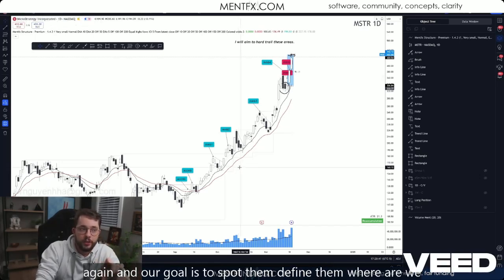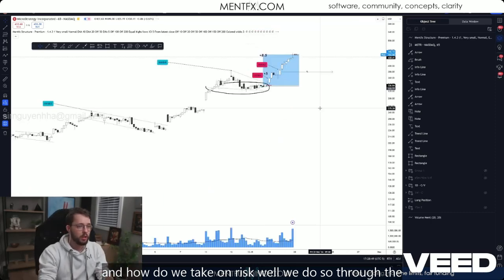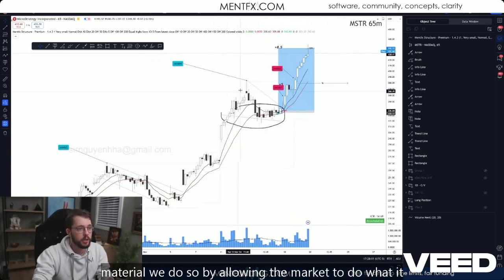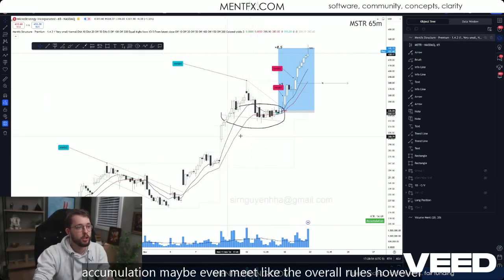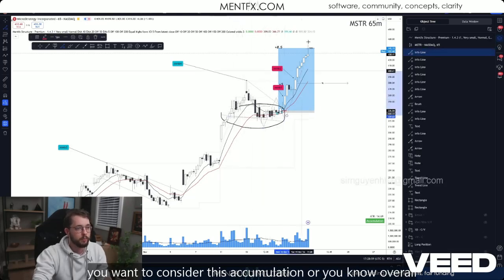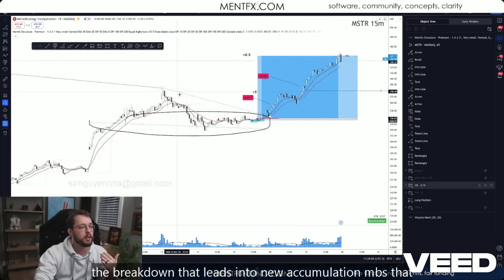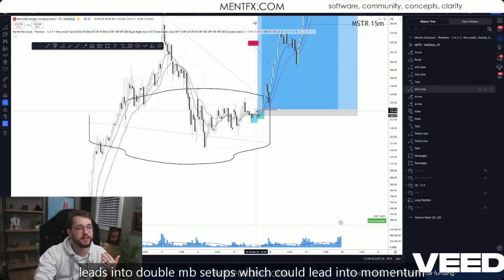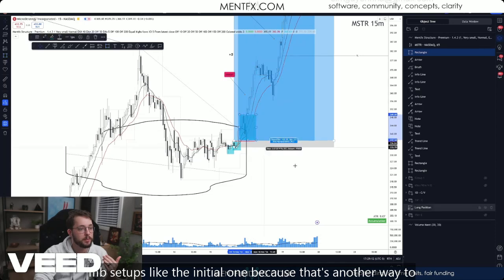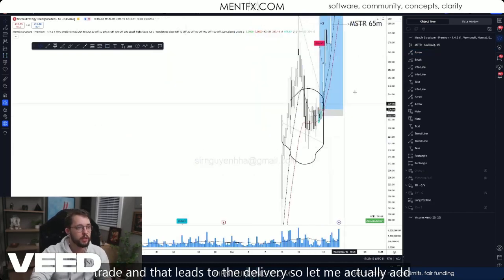And our goal is to spot them, define them, where are we, and take on risk in the event that it meets our conditions. And how do we take on risk? Well, we do so through the material. We do so by allowing the market to do what it normally does, to let it break down while it's in accumulation, maybe even meet the overall rules, however you want to consider this accumulation, or overall restart of a move. And as we go inside of it, that might be the breakdown that leads into new accumulation MBs, that leads into double MB setups, which could lead into momentum MB setups, like the initial one, because that's another way to trade. And that leads to the delivery.